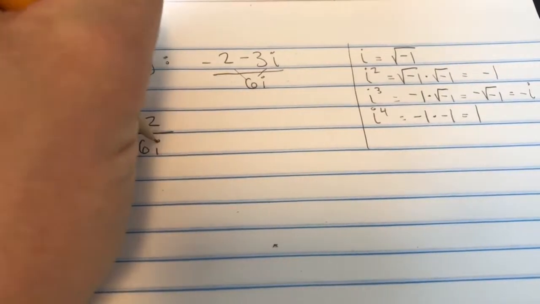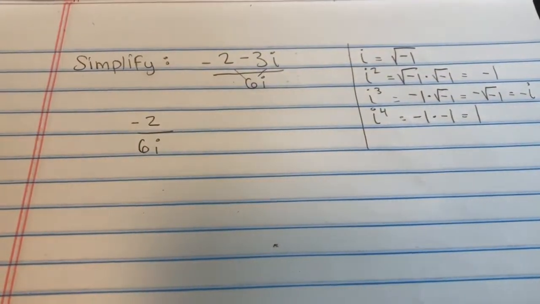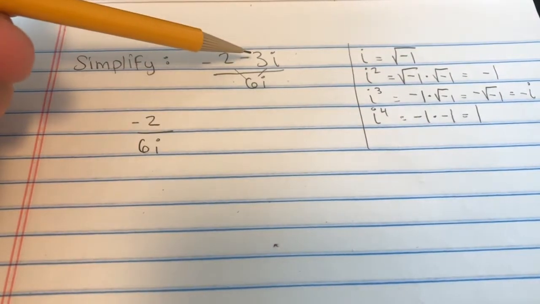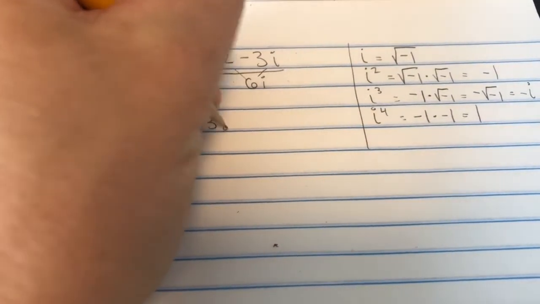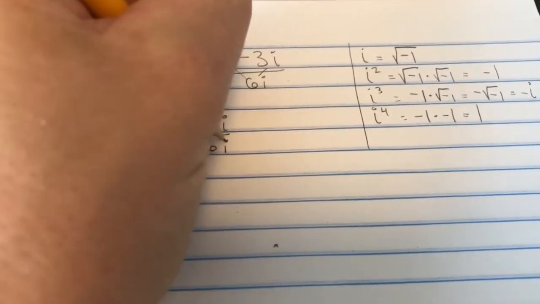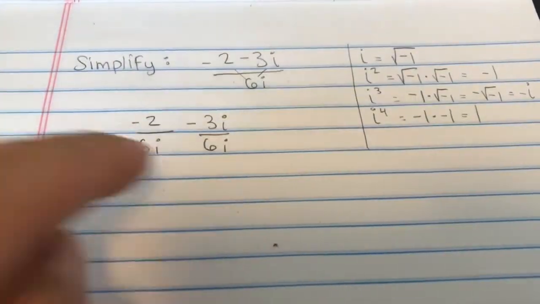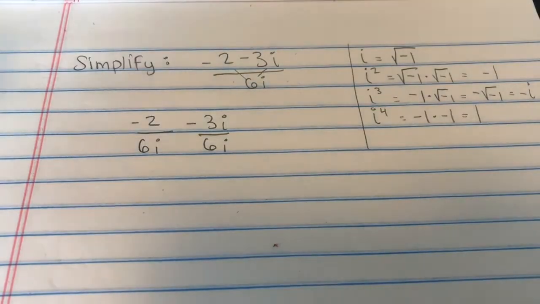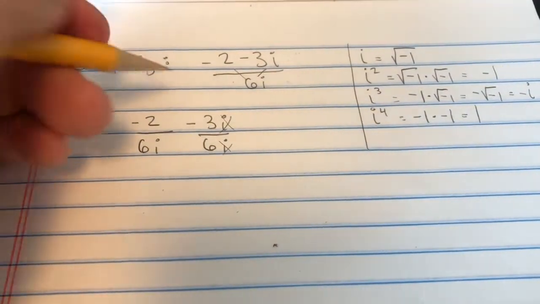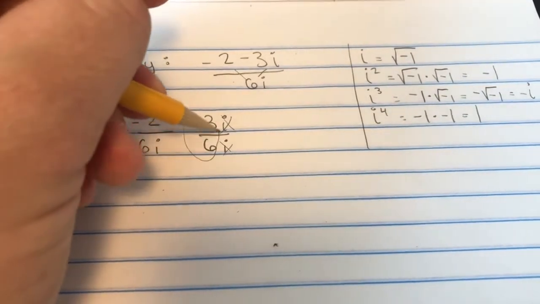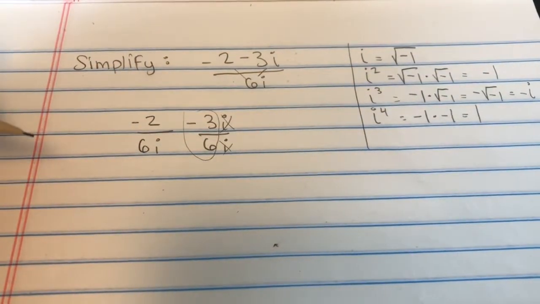So -2 over 6i. And then we have -3i over 6i. So minus 3i over 6i. And we're going to tackle these separately. This first one has i over i, so those are going to go away. So really we're just left with -3 over 6.